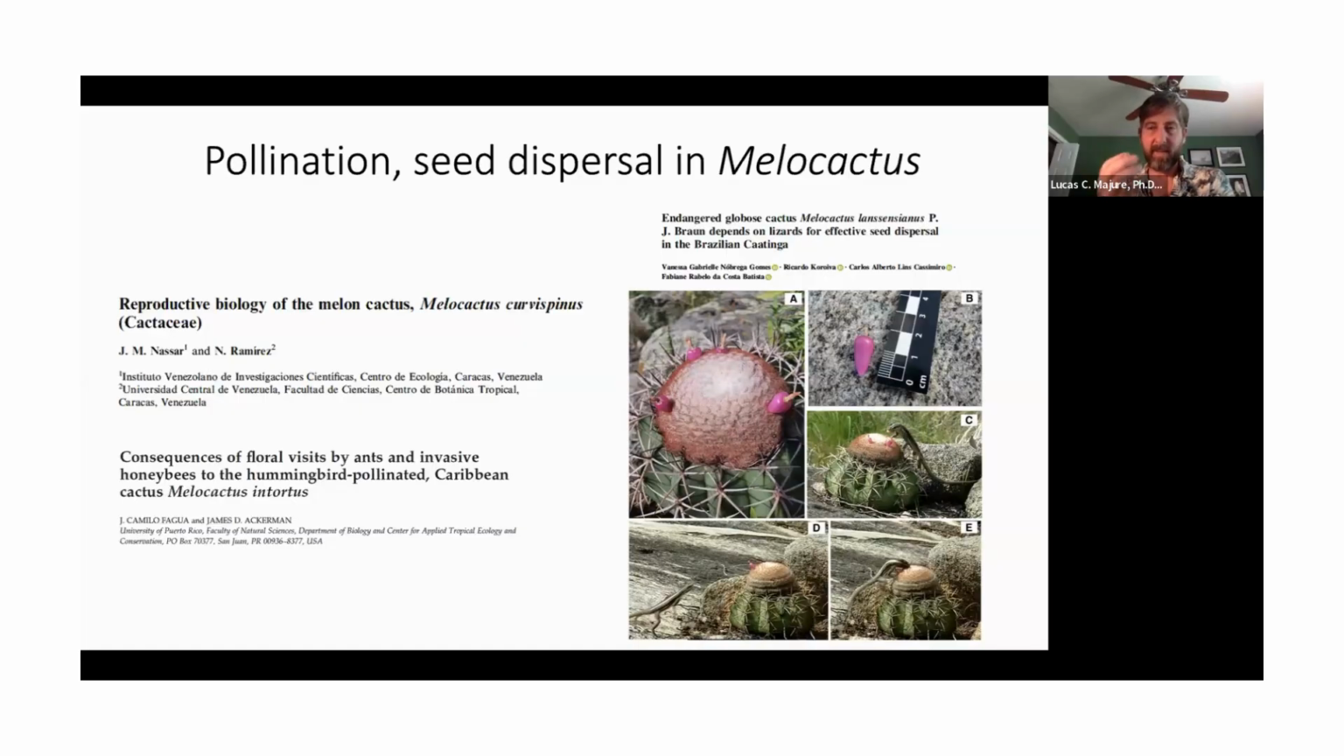Some of these Antillean Melocacti, I grow them in my greenhouse. They flower with no pollination whatsoever, and then they form fruit, and that's because they're selfing, right? So there are quite a few species that do that. They're typically hummingbird pollinated, but there are some other insects like honeybees that will go to the flowers. It's really curious that a high number of these species, so this has been recorded in Cuba as well, and this one that I'm giving you as an example is from Brazil, are dispersed by lizards.